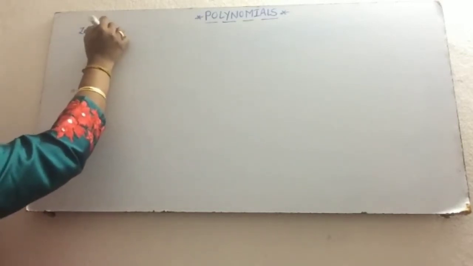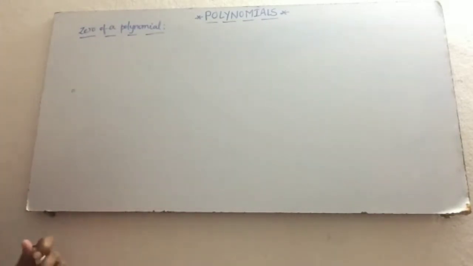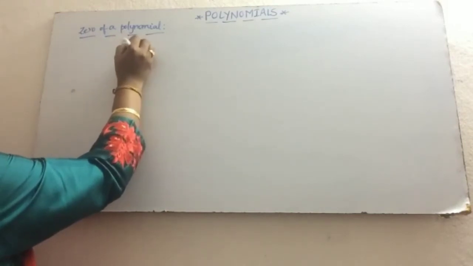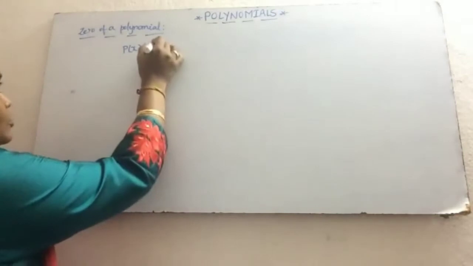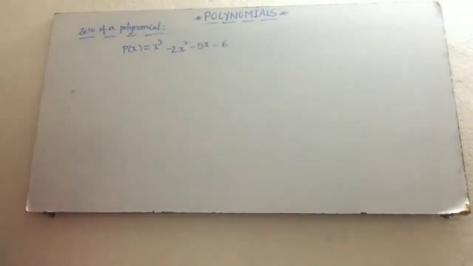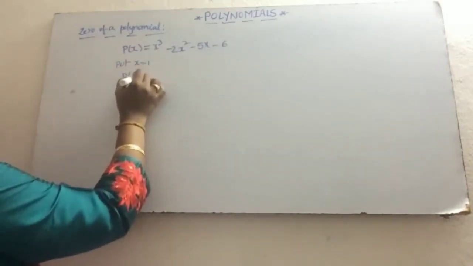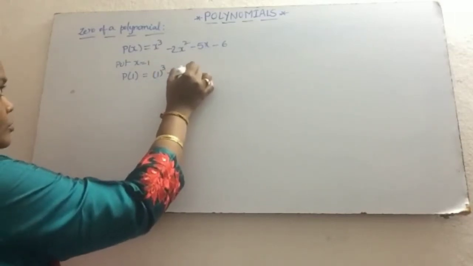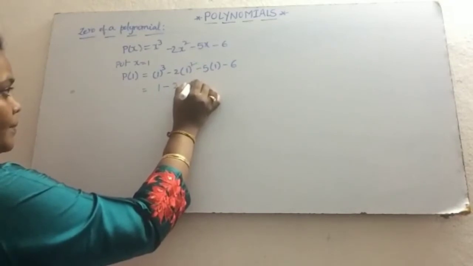And next is zero of a polynomial. Suppose I will take a polynomial p of x equal to x cube minus 2x square minus 5x minus 6. Suppose put x equal to 1 in that equation. So P of 1 equal to 1 cube minus 2 into 1 whole square minus 5 into 1 minus 6, that equal to 1 minus 2 minus 5 minus 6.